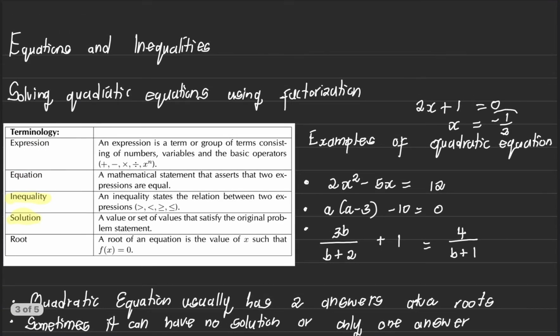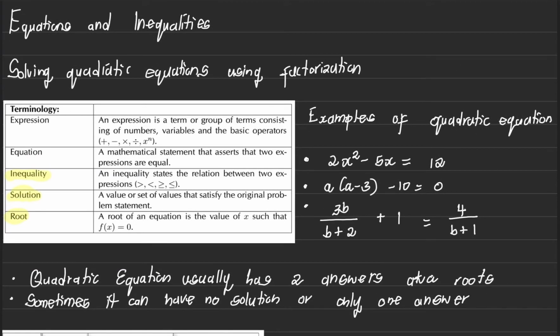If I take this -1/2, which is the solution, and substitute it into 2x + 1, I am going to get 2 times -1/2 plus 1, which is equal to 0. And then this cancels this. You are left with -1 + 1, which is equal to 0. So 0 is equal to 0. A solution is a value or a set of values that satisfy the original problem statement. So our statement in this case is satisfied because the left hand side is equal to the right hand side. So 0 is equal to 0.